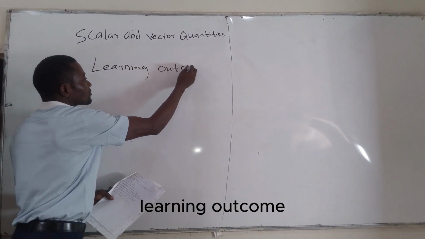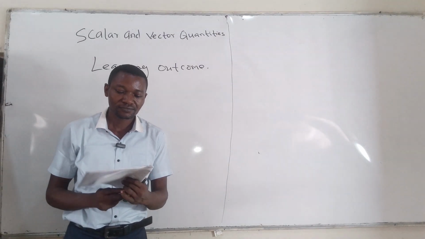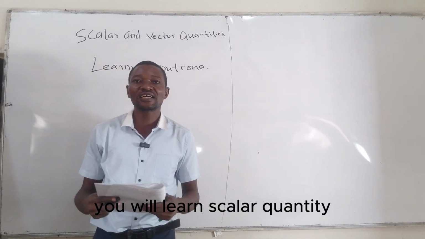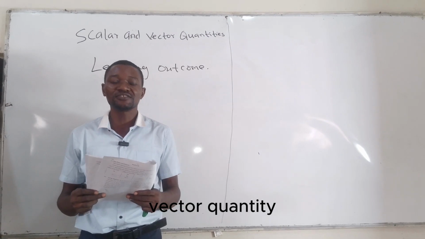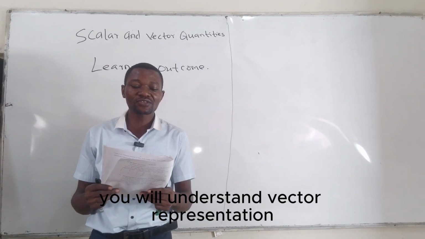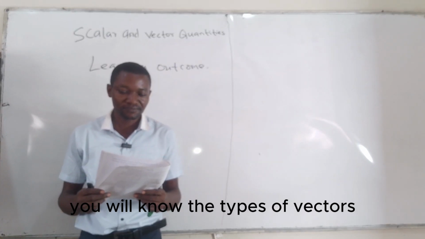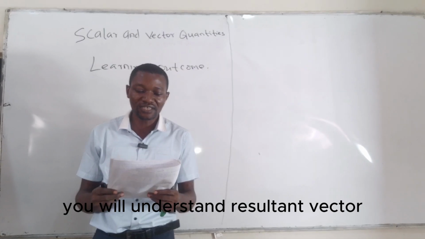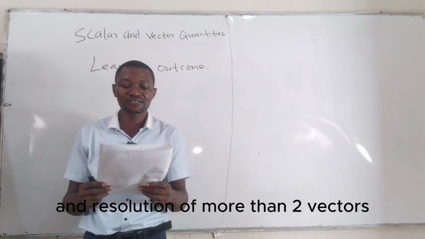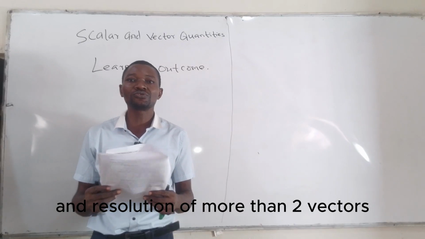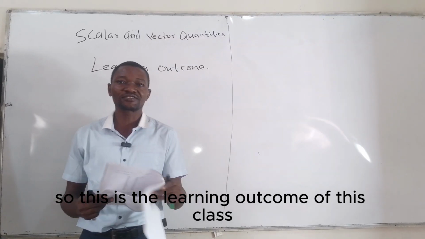Learning outcome. At the end of this video, you will learn scalar quantity. We will know what scalar quantity is all about, vector quantity. You will understand vector representation. You will know the types of vectors. You will understand resultant vector, resolution of vectors, and resolution of more than two vectors. So this is the learning outcome of this class.